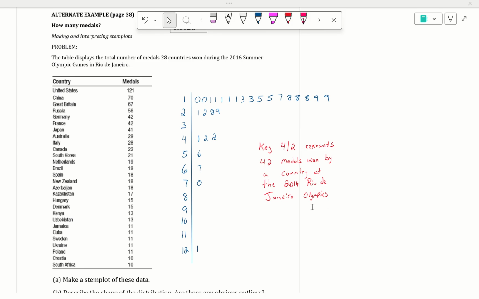That's our key. We want to make sure we include context, which means medals won by a country at the 2016 Rio de Janeiro Olympics. Of course, you have to represent what the stem and the leaf is. So here you see the stem and leaf plot, pretty easy to do. Just start from the bottom, work your way up. 10, 10, 11, 11, 11, 11, 11. You see all the rest of them, they're there.